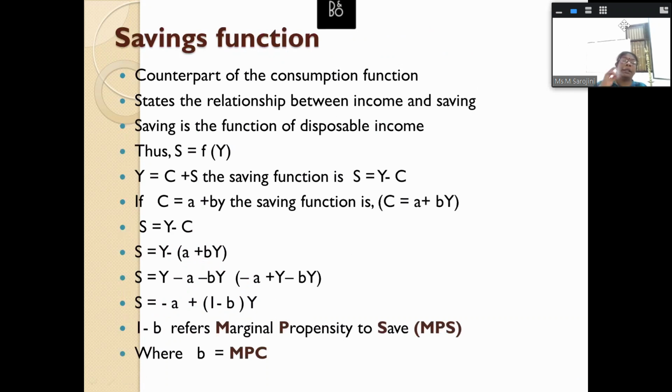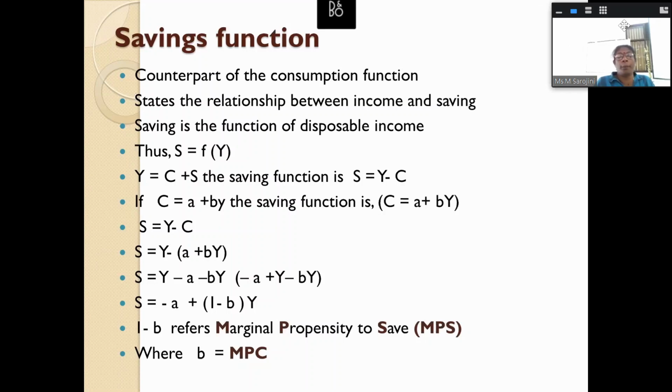And the next one is the saving function. This saving function is the counterpart of the consumption function, right? Here, this saving function states the relationship between income and saving, right? Normally, savings also depend on the income. That means once the income increases, people save more. If income decreases, people save less. Therefore, saving is also a function of income, right?